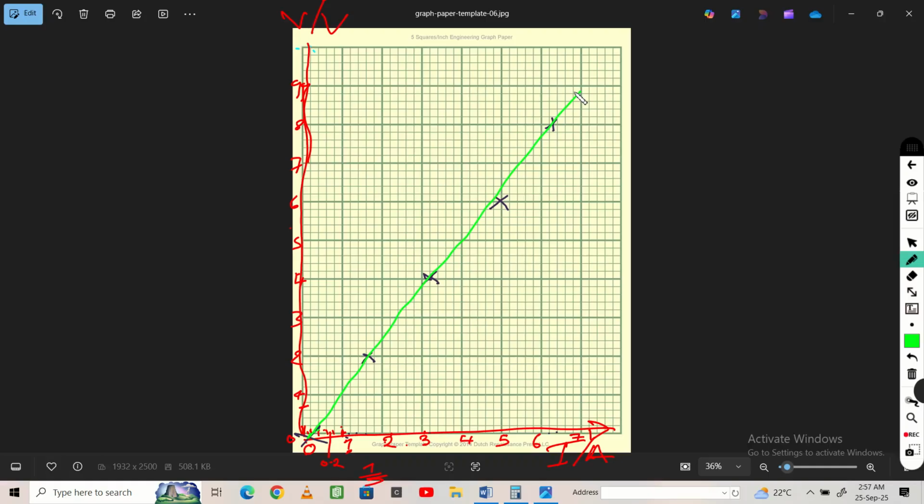After you've done your line now, the next thing you have to do is calculate the gradient. As in calculating the gradient now, you don't need to use these points that you have plotted.